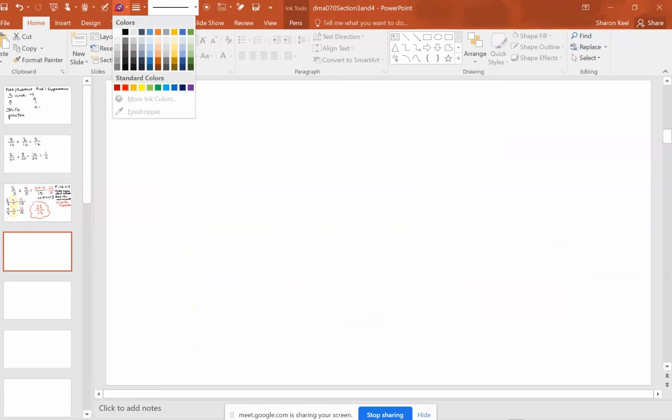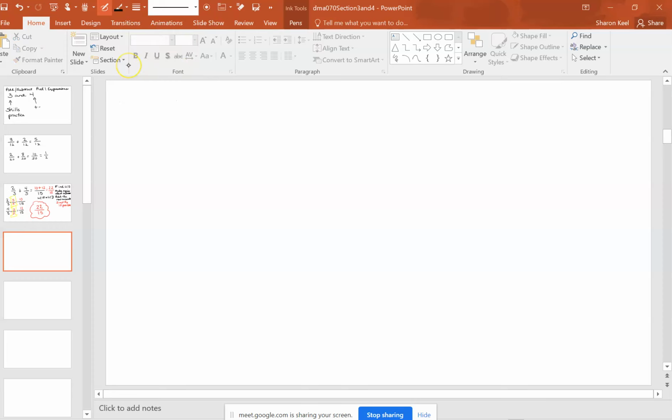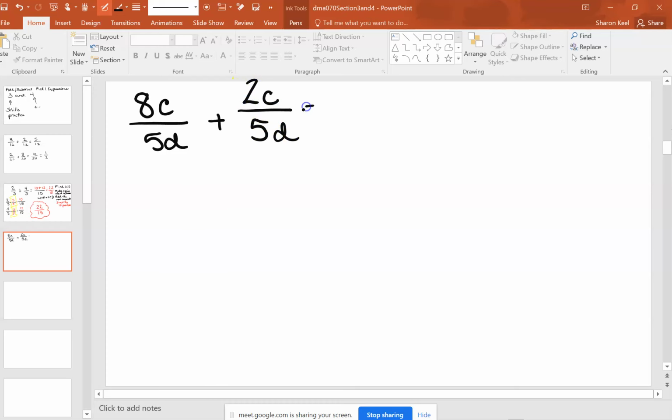So where I'm going to begin, if you want to look in your workbook, I'm going to do some of the workbook problems on 7-19. At the beginning, you're going to have expressions that have the same denominator. So if we have the same denominator, we're going to combine the numerators. Both of these have the common denominator of 5D.